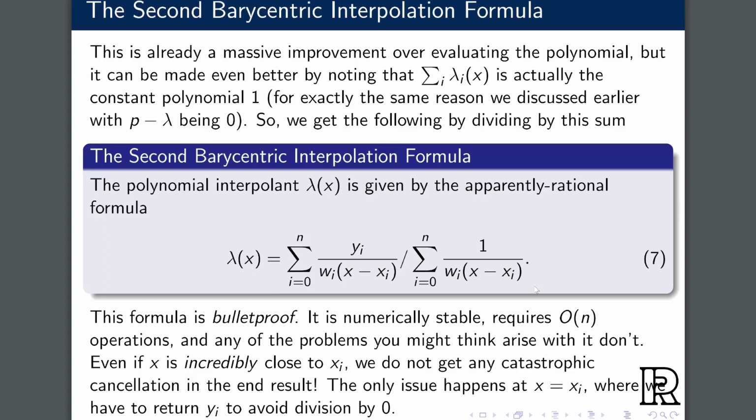There's basically one subtraction here, one multiplication, one division, and then there's an extra multiplication on top. So in total, you do 1, 2, 3, 4. In total, you do 4n plus 1, so 4n plus 4 floating point computations to evaluate this polynomial.